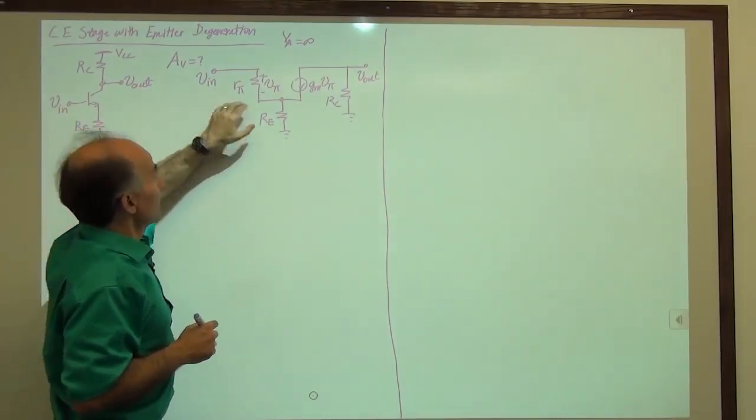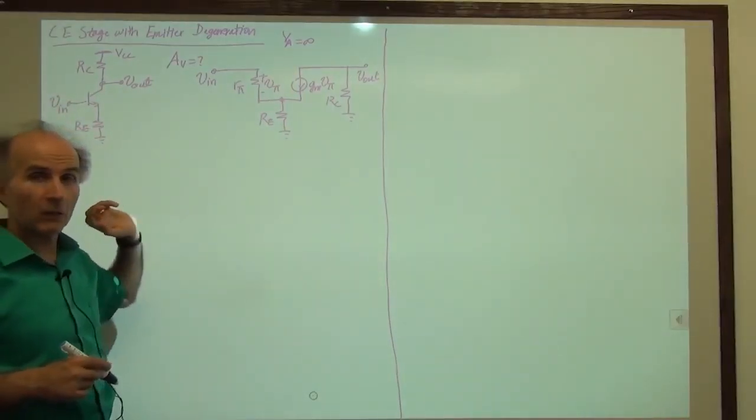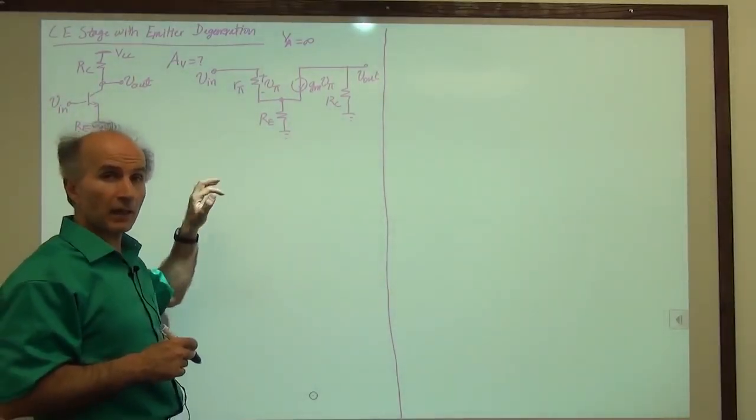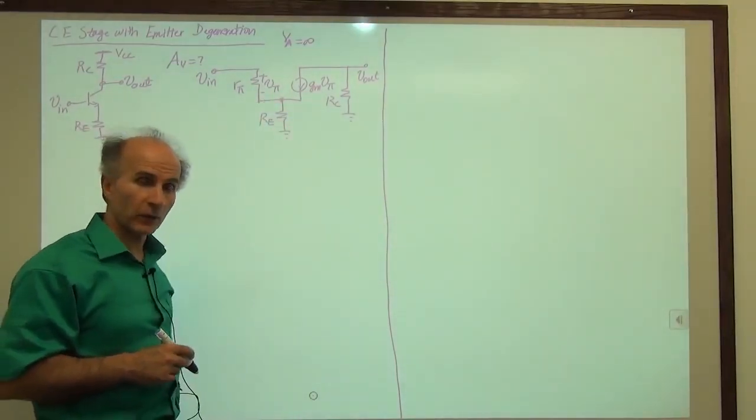Well, our objective is to find V out over V in, the gain. And what's not desirable is this V pi. We have to eliminate this V pi from our equations.